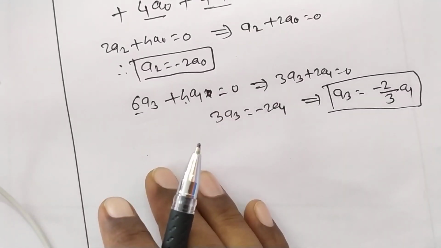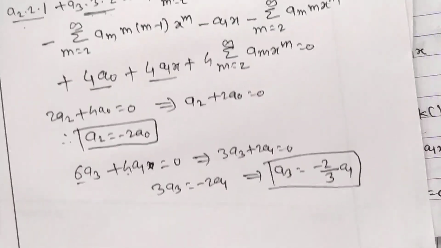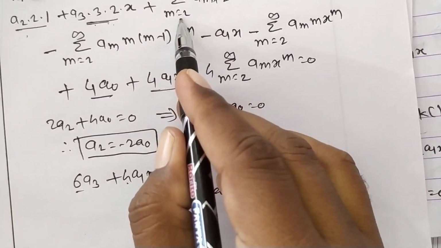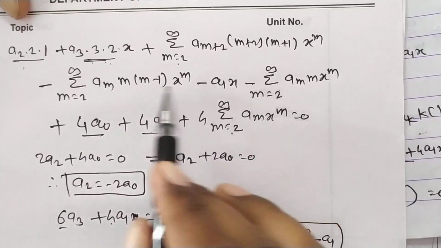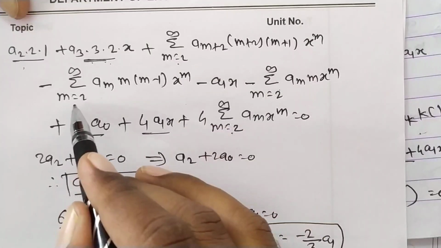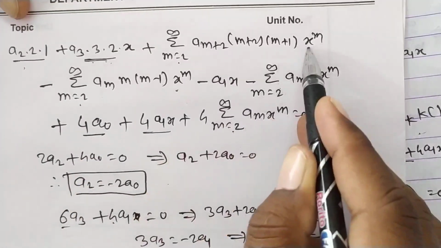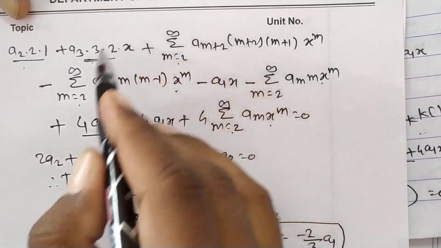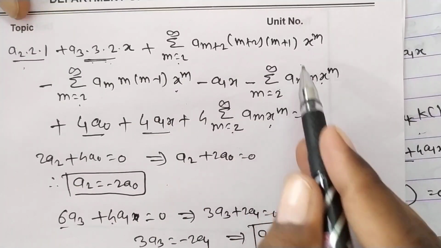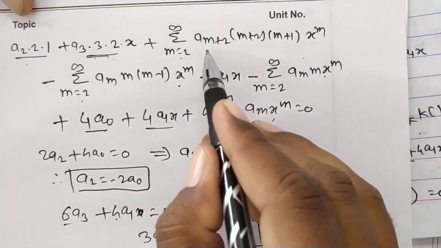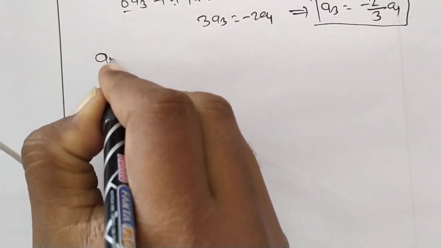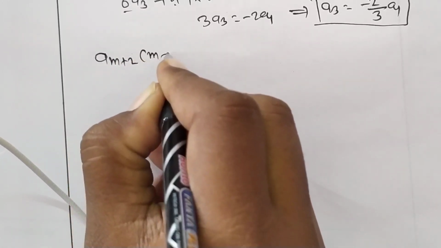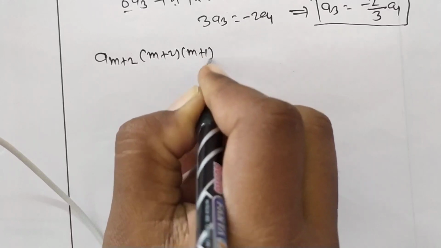And finally equate the coefficient of x raised to m. Now here this series, then this one, and this one, means 1, 2, 3, 4. In all four series m starts from 2 to infinity, and x raised to m is common here, means we can combine these series, and if we take x raised to m common, equate with RHS, then we can write directly a_{m+2} into m plus 2 into m plus 1 minus a_m into this, means this can be written as a_{m+2} into m plus 2 m plus 1.